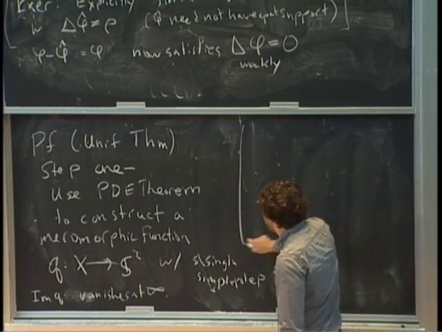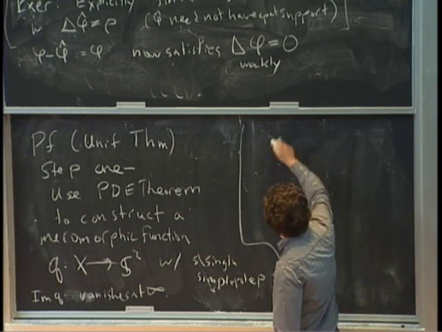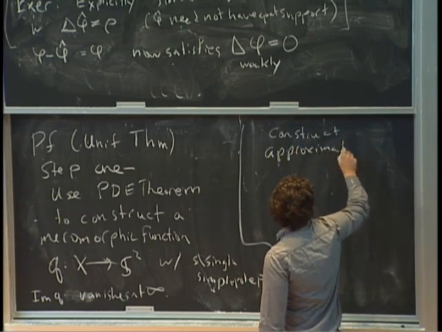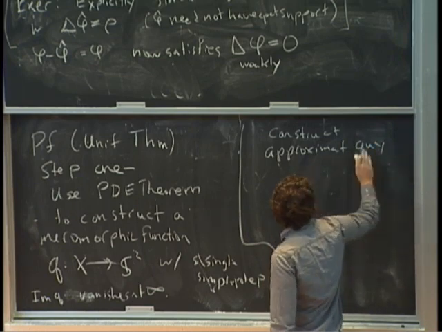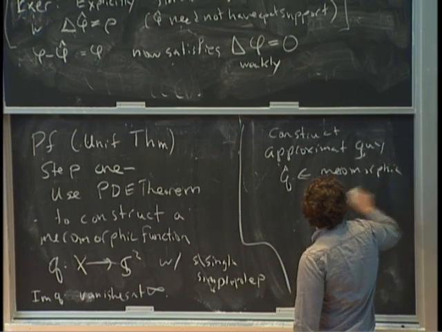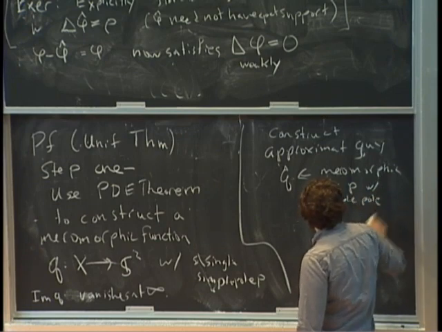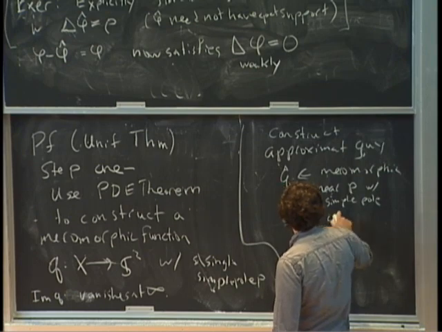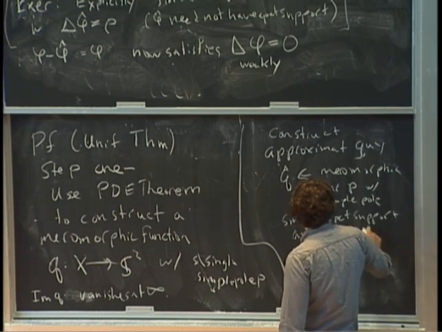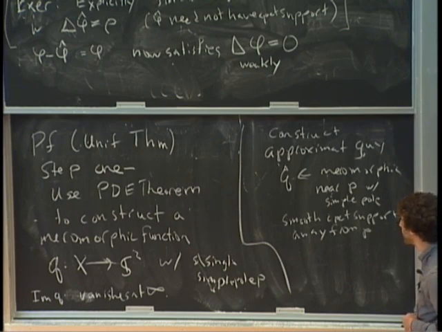Right, so the basic idea, and I'll just sketch it, is to do what we tried to do last time, which is to construct an approximate guy, say Q hat, which is going to be meromorphic near P with a simple pole, and then smooth and compactly supported away from P. In other words, it's supposed to be some kind of bump function, where you multiply by a bump function to make it make sense away from P.